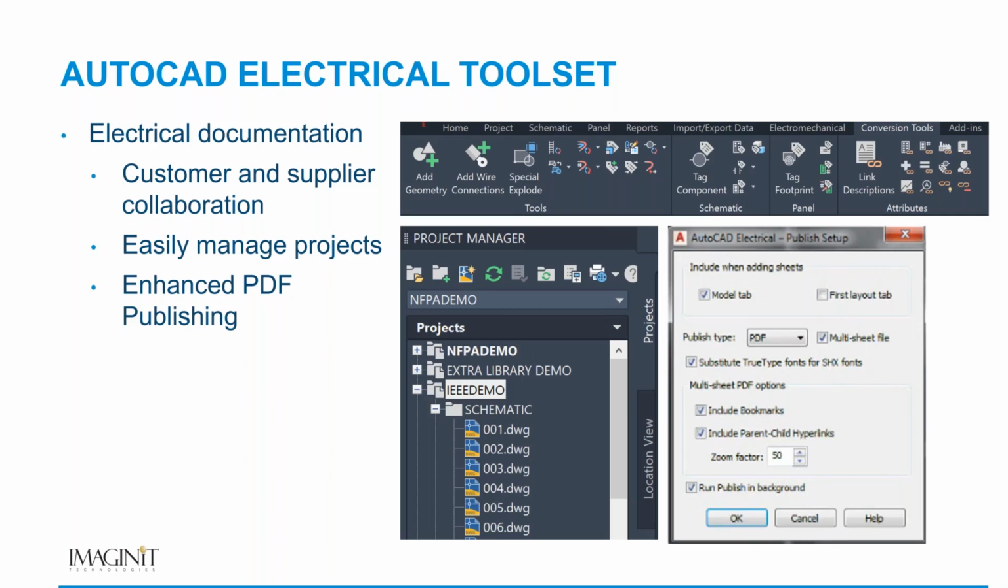And then when you go to do the enhanced PDF publishing, you'll see that you have a slightly different dialog box here. For the publish setup, you can publish model tabs, first layout tabs, multi-sheets, and you can publish everything. So think of this project as a combination of a project manager and a sheet set manager all in a single view, where you can run publish in the background and publish all your schematics at one time to a multi-page PDF without relying on a sheet set manager.